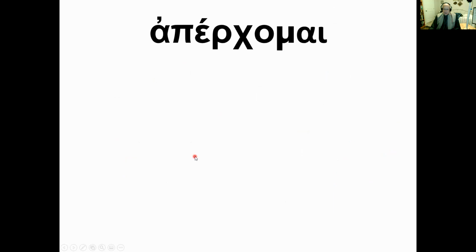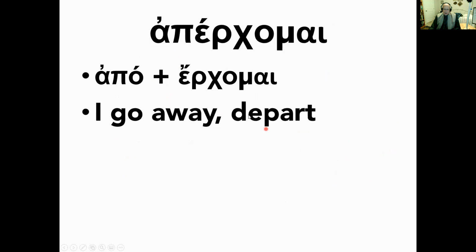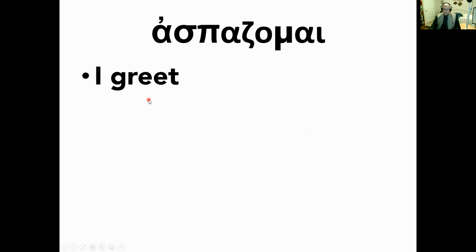Now, if we take these verbs quickly: aperchomai, I go away or depart. Apo, I go away. Aspazomai, I greet. Notice you have to have the smooth breathing over the initial vowel alpha, even though it's not pronounced. It's not a rough breathing. It's just a smooth breathing, but you still have to have it. Aspazomai, I greet.